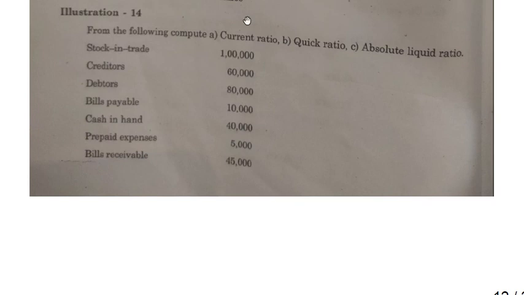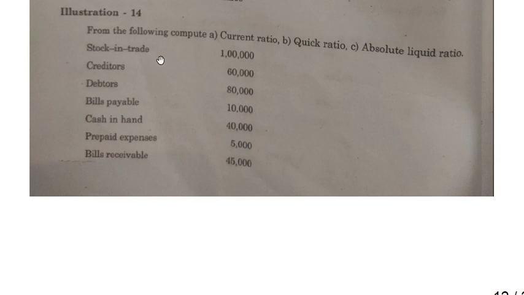So moving on to the next question. They have given, from the following, compute current ratio, quick ratio and absolute liquid ratio. So we are supposed to calculate 3 ratios. They have given the current assets and current liabilities. So let us look into each item.